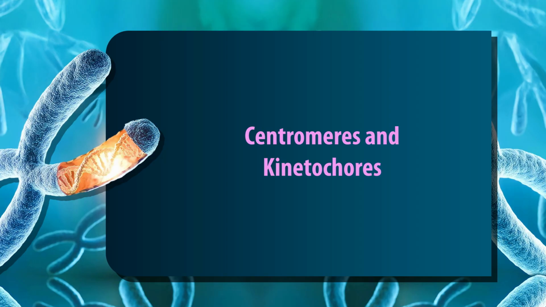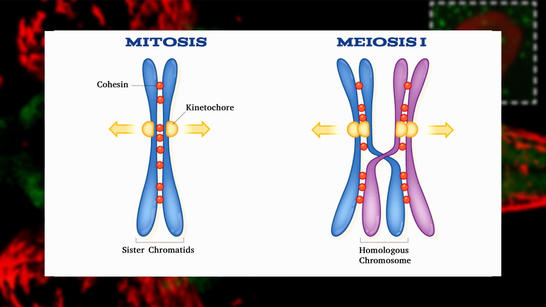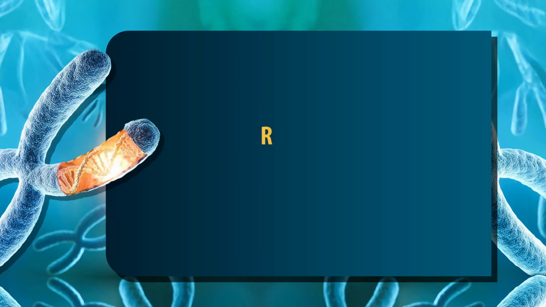Centromeres and kinetochores are central to both mitosis and meiosis. In mitosis, sister chromatids attach to opposite poles, while in meiosis I, sister chromatids attach to the same pole, ensuring proper reductional division. The mitotic spindle, composed of kinetochore and non-kinetochore microtubules, orchestrates chromosome movements and cell elongation.